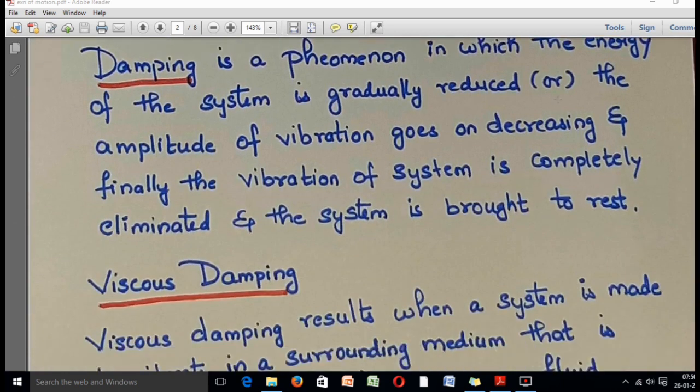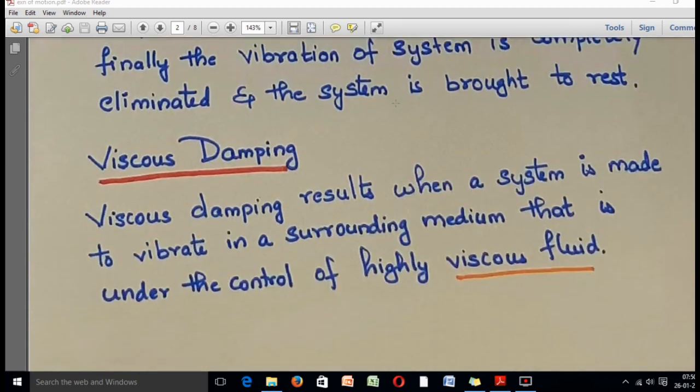system to rest. There are different types of damping, like viscous damping, Coulomb damping, structural damping, and so on. But in this video, we will be discussing viscous damping because we are concentrating on the equations of motion for viscous damping. Viscous damping results when a system is made to vibrate in a surrounding medium that is under the control of highly viscous fluid.